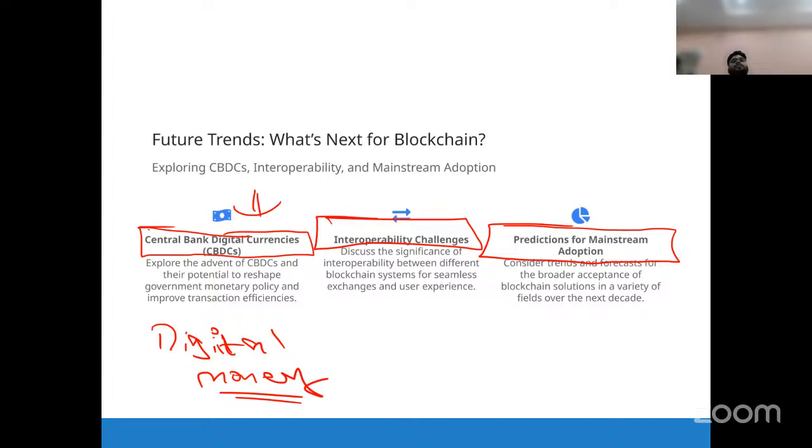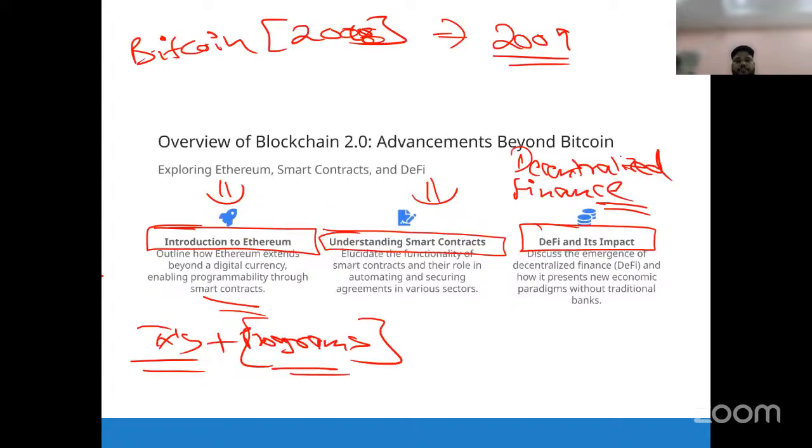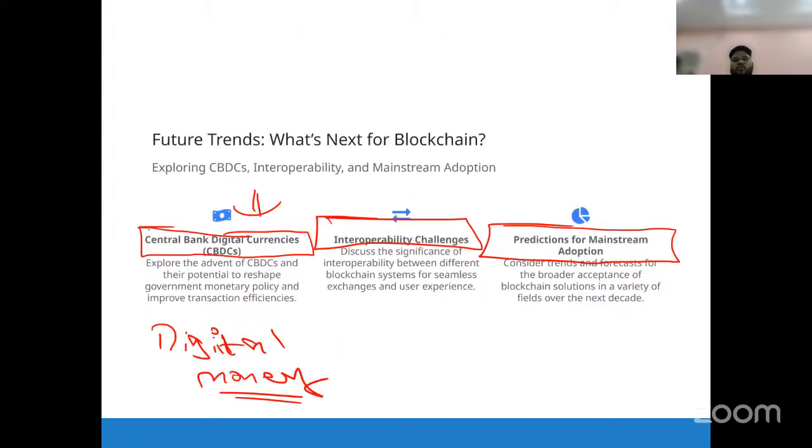Now, any questions based on whatever I explained with regards to blockchain 2.0 and the future trends? Anything you want to ask me specifically, feel free to let me know before I take you on to the next one.